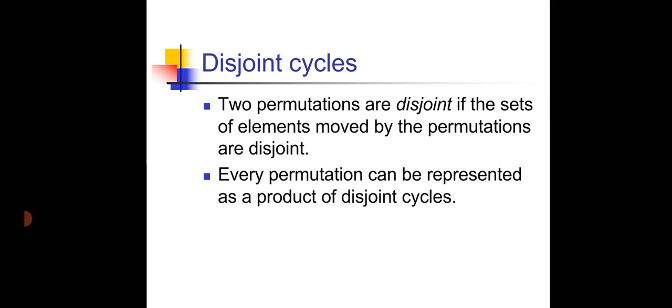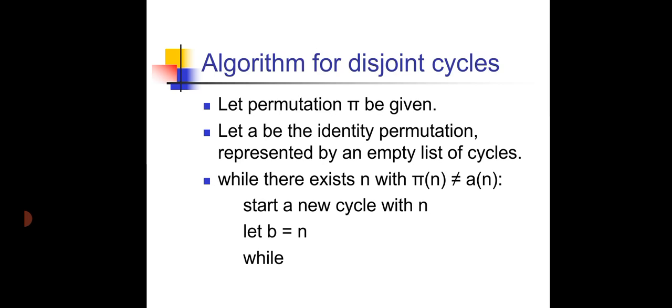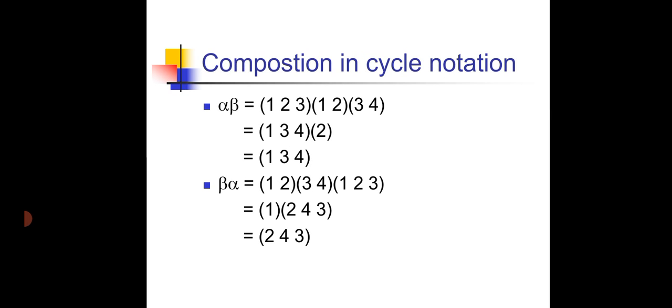Now disjoint cycles. Two permutations are said to be disjoint if the sets of elements moved by the permutations are disjoint. Also, every permutation can be represented as a product of disjoint cycles. The permutation is denoted by the symbol pi, and let A be the identity permutation. While there exists an n such that pi of n is not equal to A of n, start a new cycle with b equal to n. We can check the alpha beta case and the beta alpha case; it does not satisfy the commutative law. For alpha beta you get the result (1 3 4), while for beta alpha you get (2 4 3). Thank you.